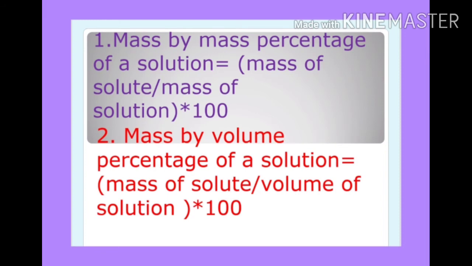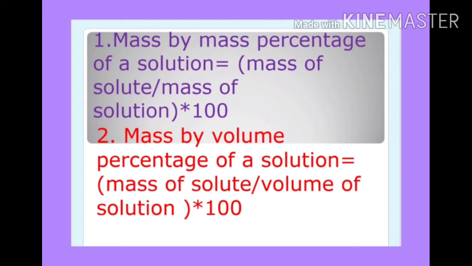Now, how to find concentration of a solution? We're going to study in three ways. First is by mass percentage of a solution. Its formula is mass of solute upon mass of solution into 100. Is that clear? जितना भी solute का mass है, suppose 5 grams, और solution अगर 100 grams है, तो 5 upon 100 multiply by 100 होगा, तो आपका mass percentage कितना आ जाएगा, 5%.